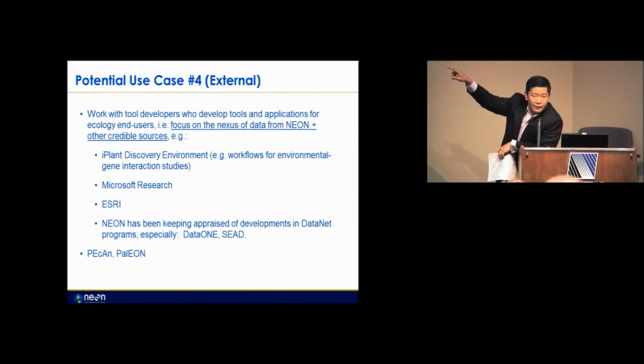The iPlant project, which is headed out of University of Arizona. We've also begun discussions with Microsoft Research as well as ESRI. And we've been in very close touch with the DataONE and SEAD folks, the DataNet projects. And also, of course, Michael Dietze here, PEcAn and Paleon.